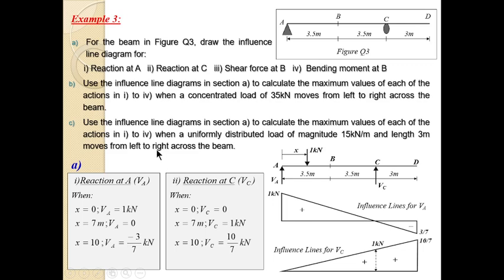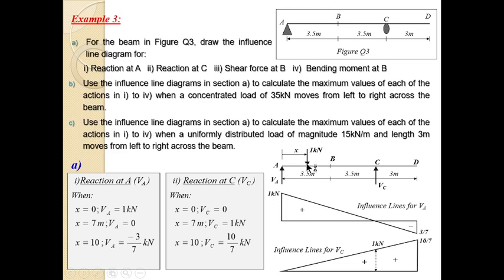So quickly we are going to start. The A part was that we should draw the influence line diagram for reaction at A, reaction at C, shear force at B, and bending moment at B. So we start by drawing for reaction at A. So let's calculate the reaction at A. As usual, this is the beam.